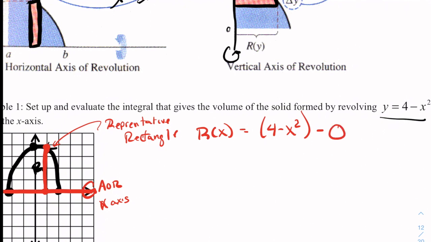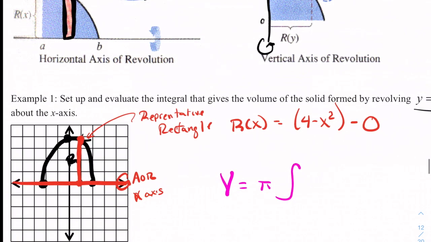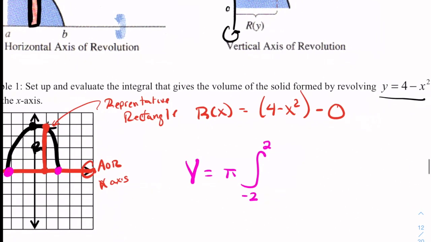Once we have our representative rectangle, then we jump to our volume formula. Our volume formula is pi integral left endpoint to right endpoint. So in this case, our left endpoint is -2. Our right endpoint is +2. Our integral is our radius function squared dx. So in this case, our radius function squared is 4 minus x squared, squared.